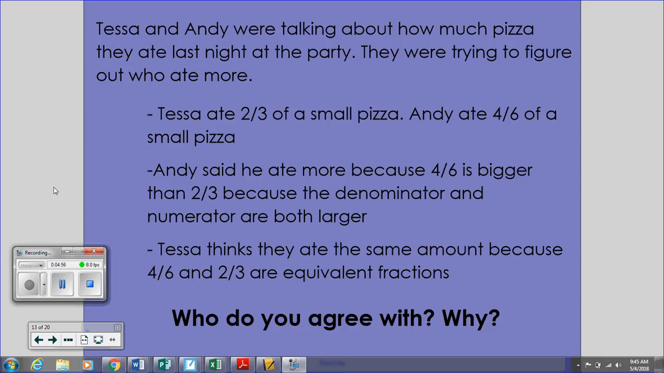Andy said he ate more because 4/6 is bigger than 2/3, because the denominator and the numerator are both larger. Tessa thinks they ate the same amount because 4/6 and 2/3 are equivalent fractions. Who do you agree with? Why? Let's go ahead and write an answer sentence. The question is written down at the bottom that you're basing your answer sentence off.